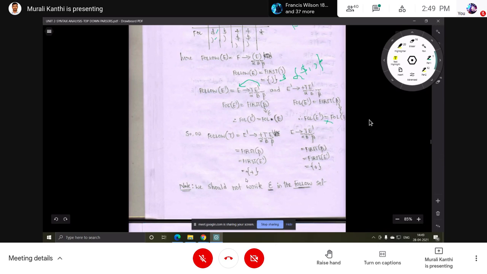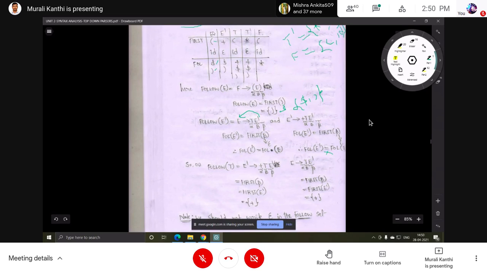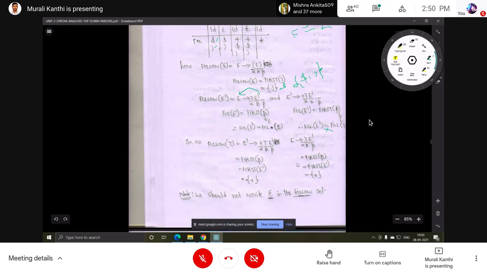From this production we get one symbol, and then we'll see the other one. Same thing, compare with the general rule, alpha B beta. After T comes beta, first of E dash, so what do we get? Plus. First of E dash is plus only.